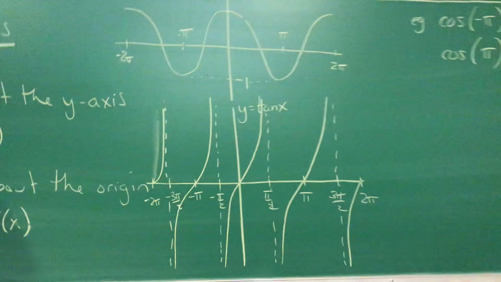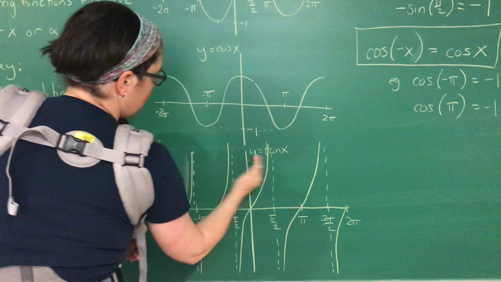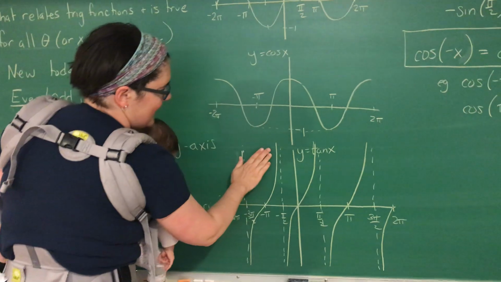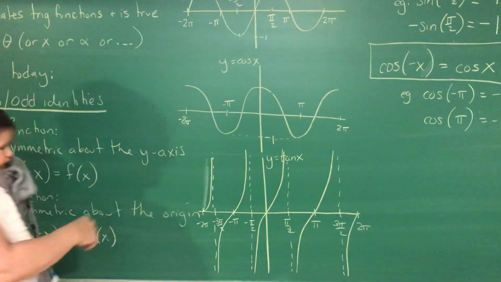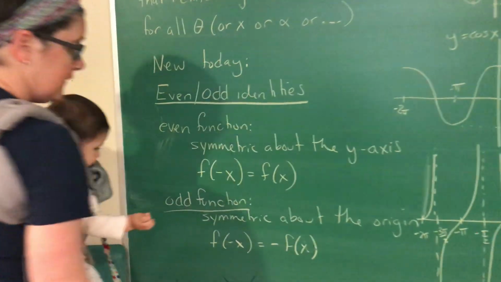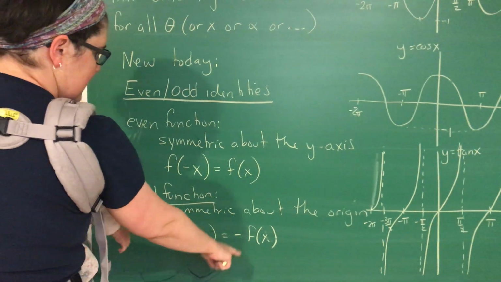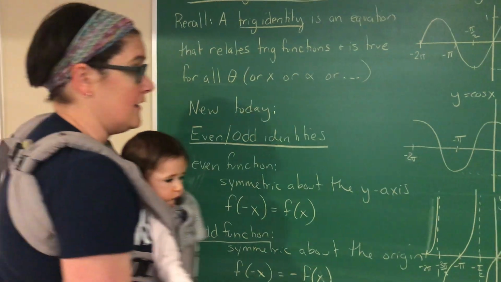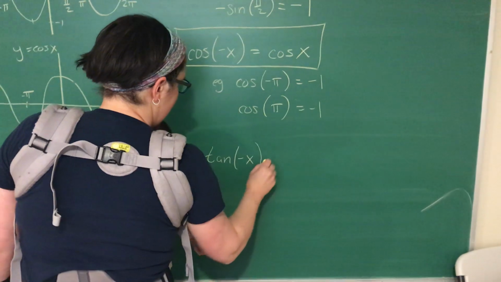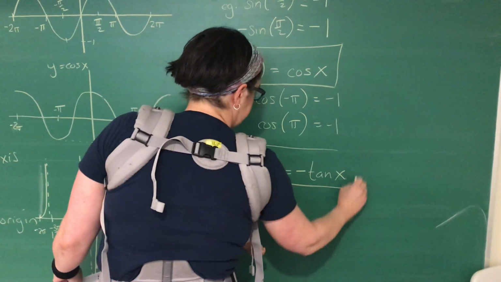Okay. Now, this tangent function, in terms of the symmetry, if I fold this tangent function across the y-axis, it doesn't match up exactly. But if I fold across the y-axis and then across the x-axis, the tangent function does exactly match up. So the tangent function is one of these odd functions, which means that having the negative next to the x is the same thing as moving the negative to the outside. So tangent of negative x is equal to negative tangent of x.